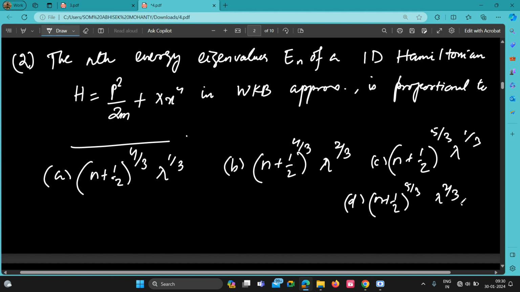The nth energy eigenvalue. Just do it, try. We have done this type of question in the previous session also. So try it first.